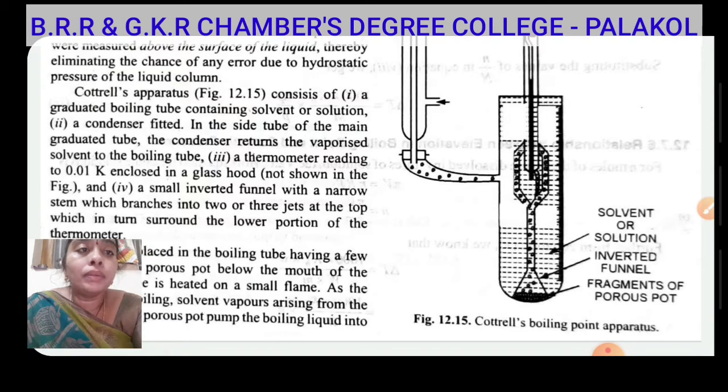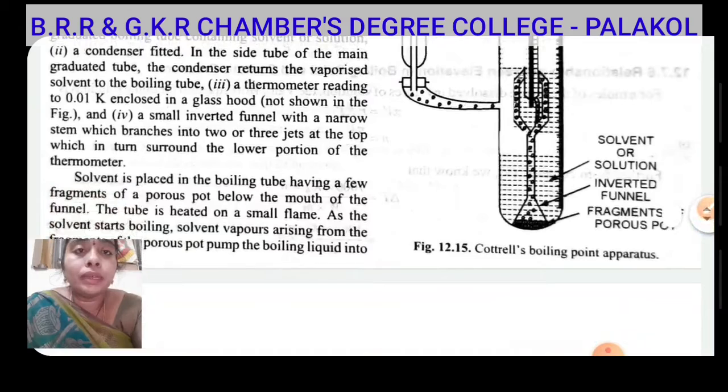And in this graduated tube, there is a small inverted funnel with a narrow stem which branches into 2 or 3 jets at the top, which in turn surround the lower portion of the thermometer. The solvent is placed in the boiling tube with a few fragments of porous pot. The porous pot is in the inverted funnel below the mouth of the funnel. The tube is heated on a small flame. So the graduated tube is heated on a small flame.